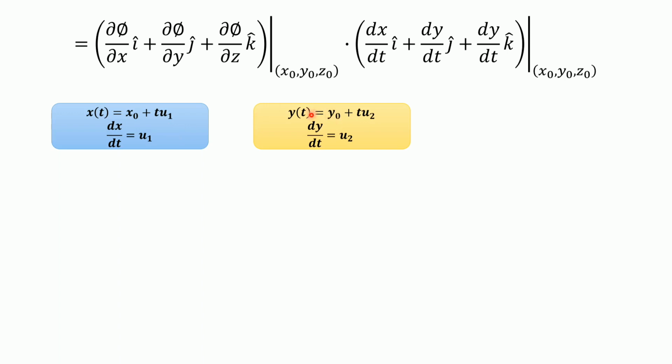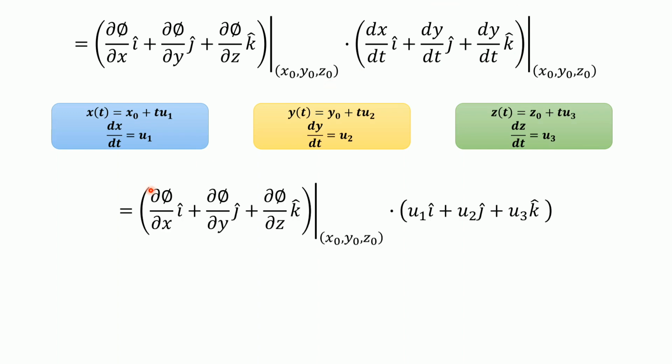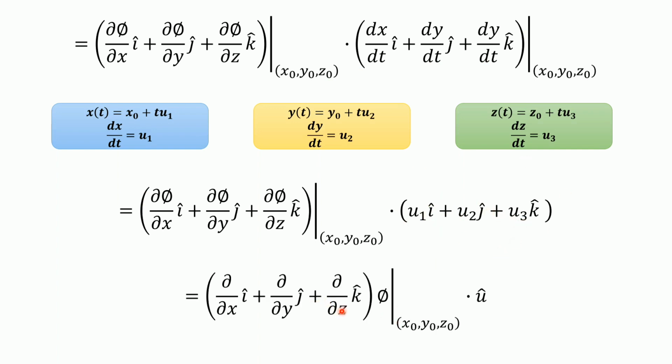Similarly, dy by dt is u2 and dz by dt is u3. So when you put these expressions in this bracket, we get the first bracket as it is, into u1 i plus u2 j plus u3 k. But what is this? This represents our vector u cap. So you get this dot product of the first term here with u cap.